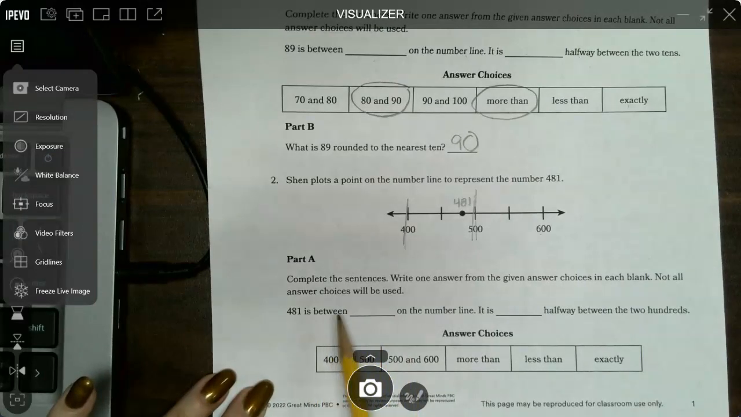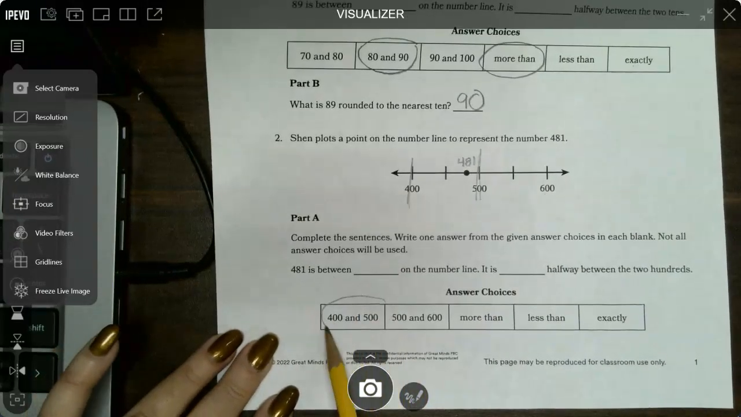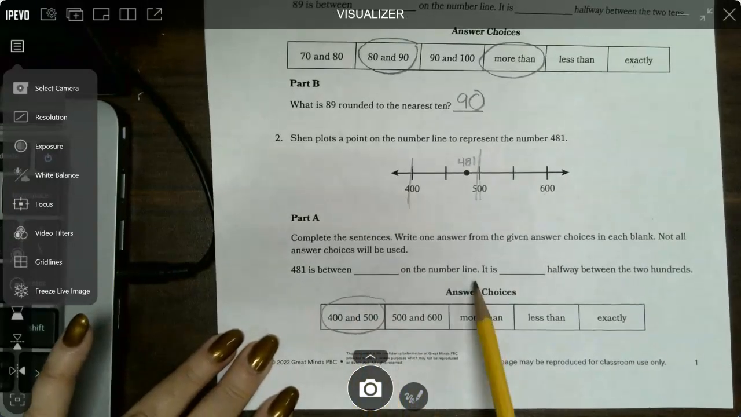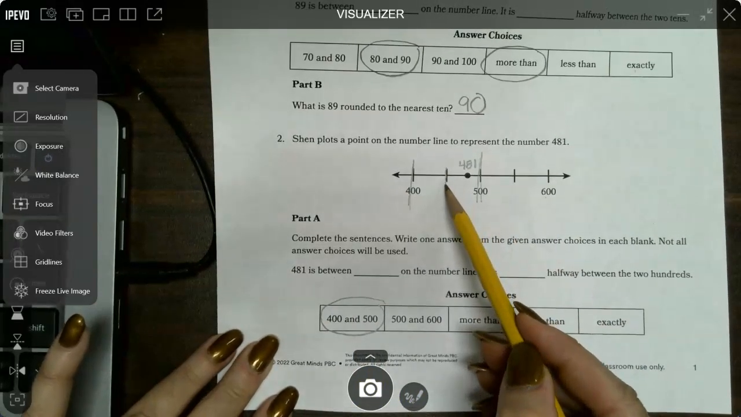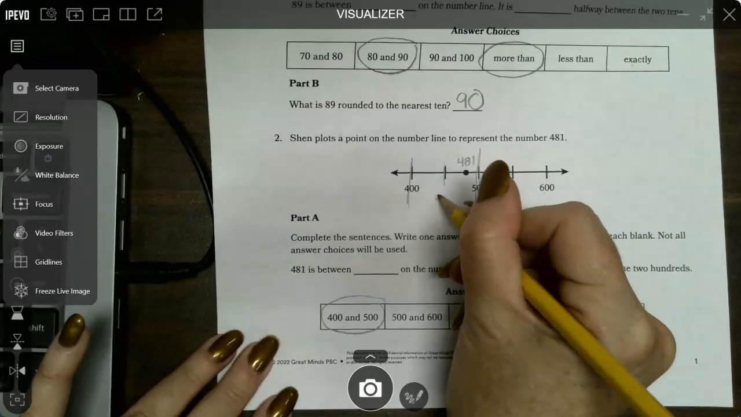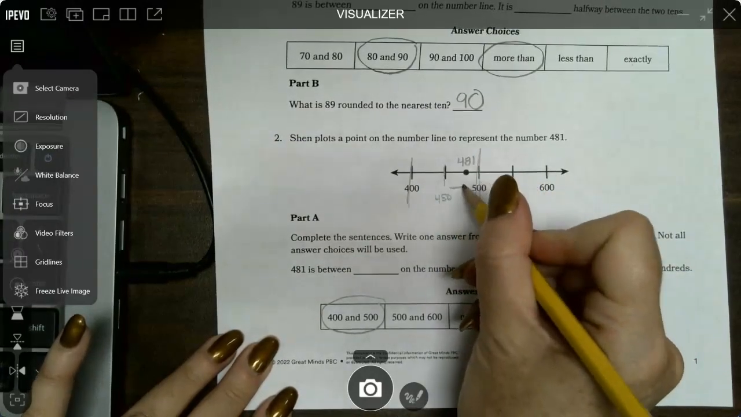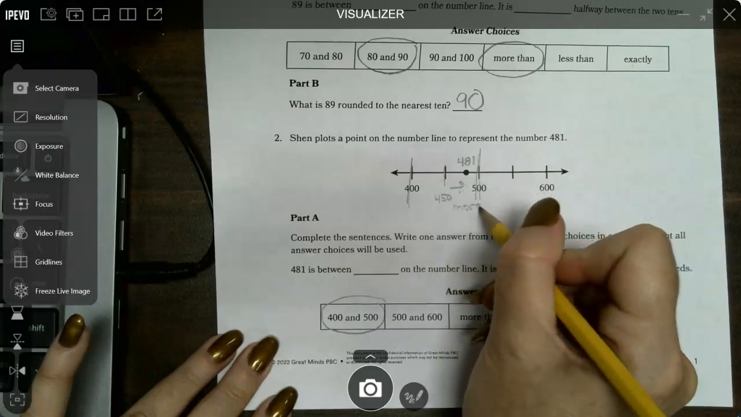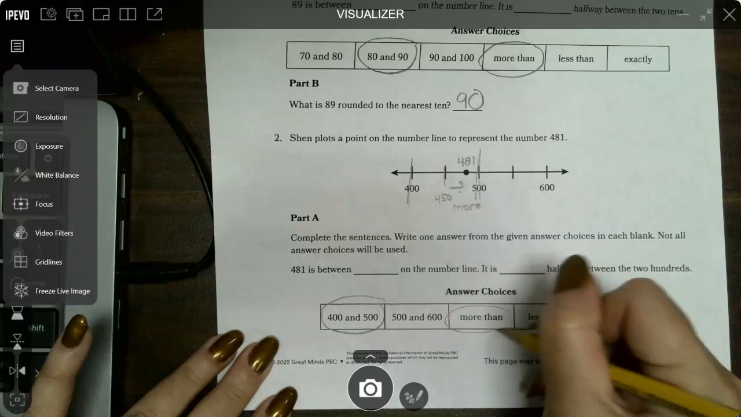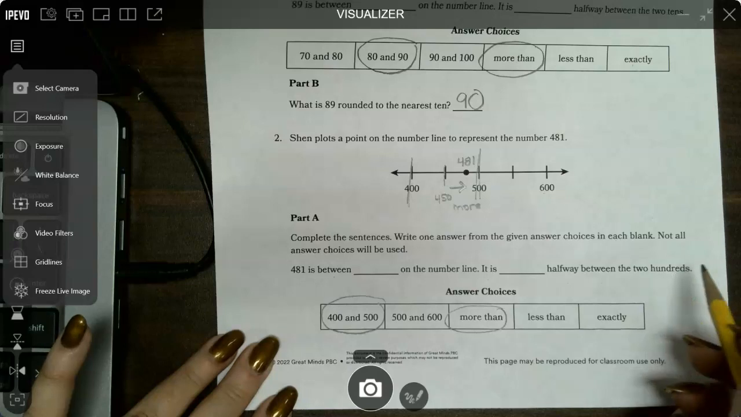481 is between 400 and 500. So I'm looking for those numbers. I'm going to find that halfway mark, which is 450. And I can see 481 is more. It's more than halfway between the two hundreds.